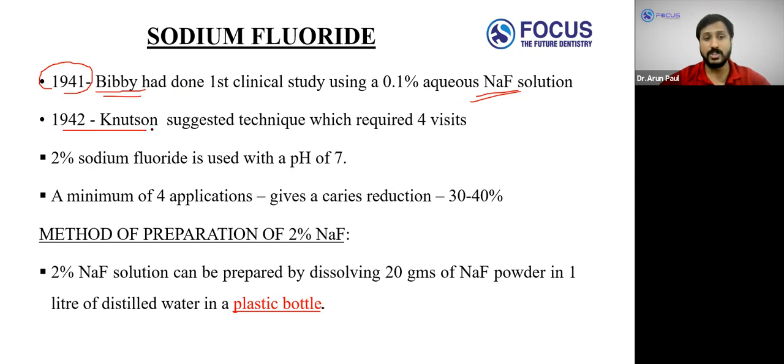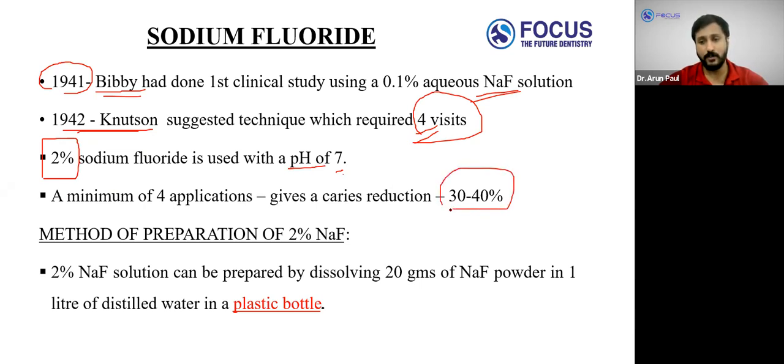Later, the major name we always come across with respect to sodium fluoride is Knudsen. That is 1942. Knudsen suggested a technique which required 4 visits. Very important, please remember the numbers: 4 visits, 1942, Knudsen. And the concentration of sodium fluoride we administer is 2% with a pH of 7. That is the reason why sodium fluoride is called neutral sodium fluoride, because it has a pH of 7, and caries reduction of 30 to 40 percent.